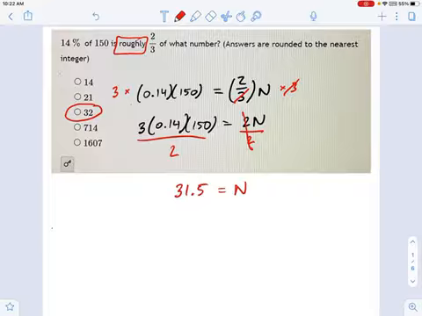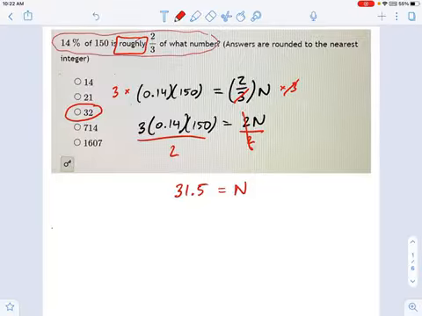So this is an example of setting up a math sentence, which literally just says the same thing as our original sentence, except in terms of an algebra equation.